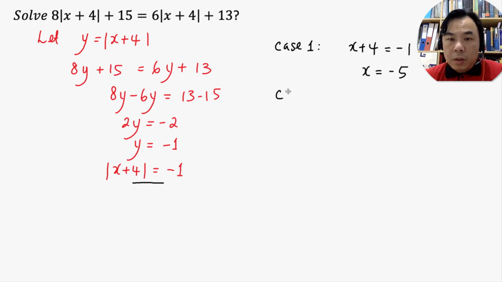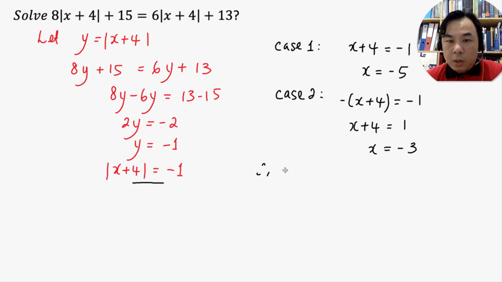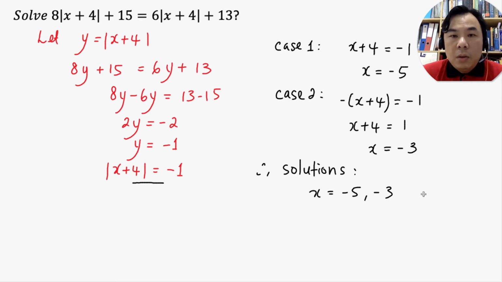And then after that, I'm going to consider case 2, where I have -(x + 4) equal to -1, which is the same as x + 4 equal to 1. And then therefore, my x is equal to -3. Therefore, I can conclude that my solutions are x equal to -5 and -3. Alright, now your task, very simple. I made a major mistake here. Do spot the mistake.